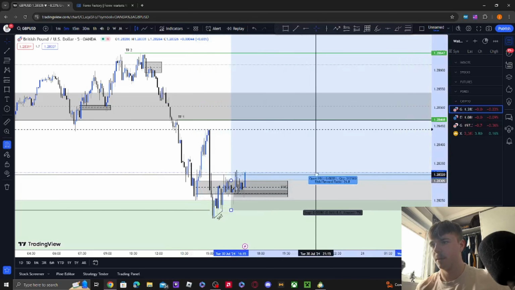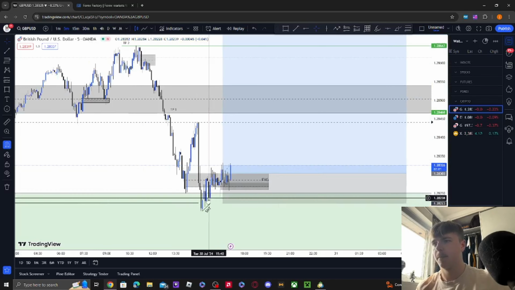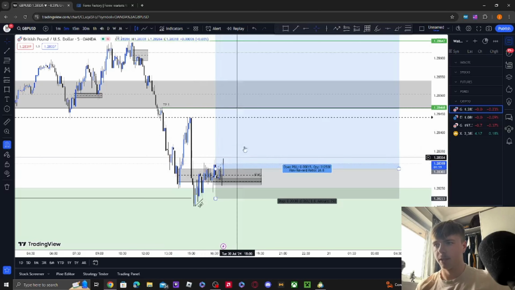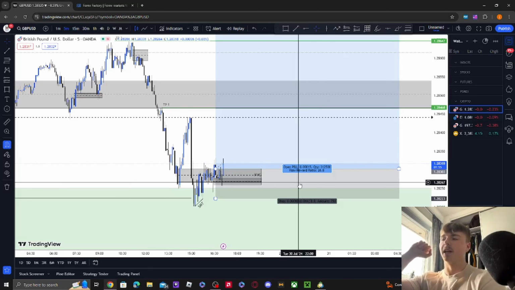I entered... let's see, a clean close above all this consolidation. That would be really nice.